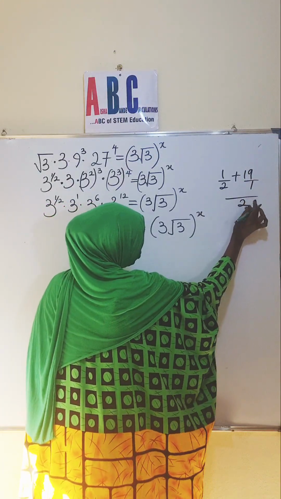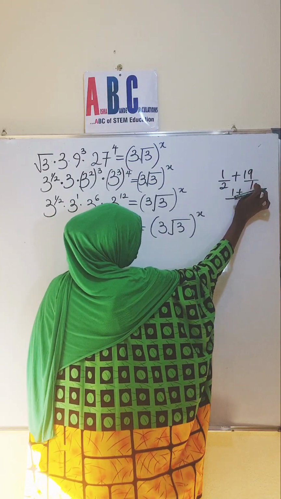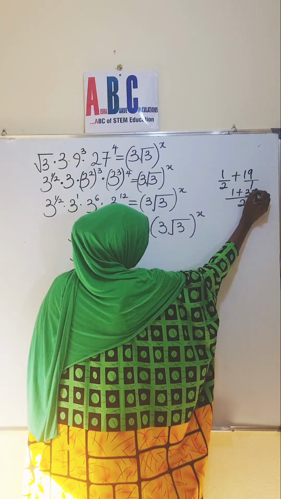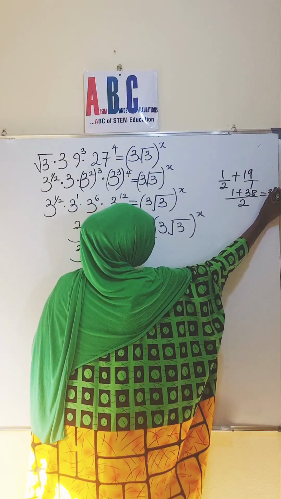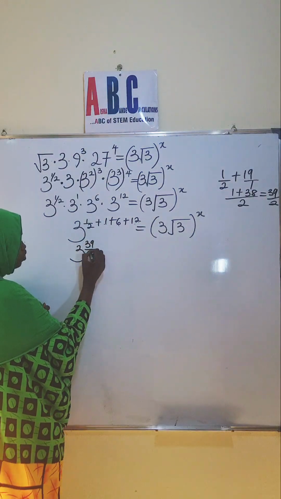So the LCM here is 2. 2 divided by 2 is 1. 1 times 1 is 1. Plus 2 divided by 1 is 2 times 19 gives us what? 38. So this is going to be 39 over 2. Alright? So now this power now becomes 39 over 2.